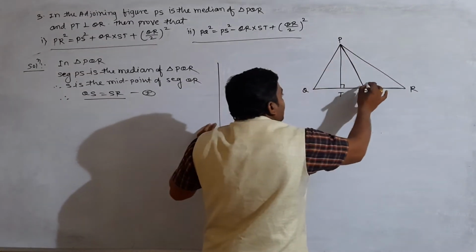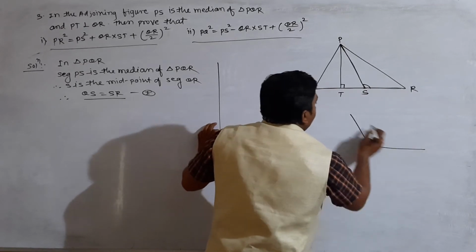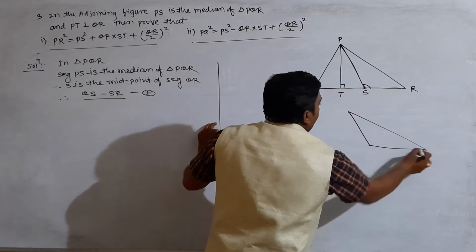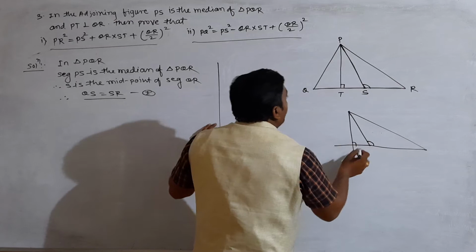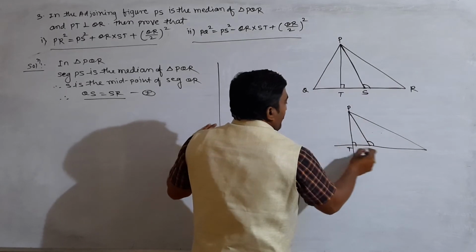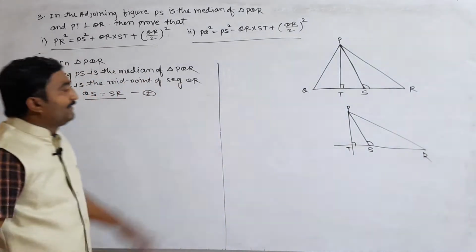So for the first proof, observe the figure. We have to prove that PR square is equal to PS square plus QR into ST plus QR by 2 bracket square. So observe the figure, in which angle S is an obtuse angle and this is the perpendicular. We can draw here: this is PT, this is S and this is R. In this way, observe the figure.